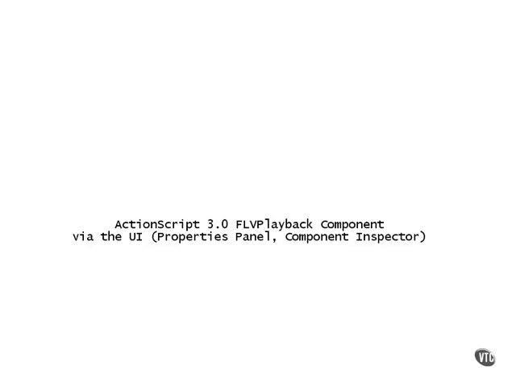In this tutorial, we're going to be looking at the ActionScript 3.0 FLV playback component. We've actually seen this several times already, but now we'll be looking at it in a little bit more depth and detail. And we're going to be configuring this component via the user interface. That is, via the Properties panel and the Component Inspector. We're not going to be configuring it using ActionScript.